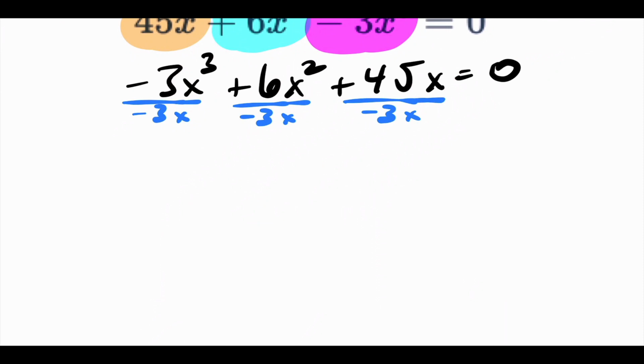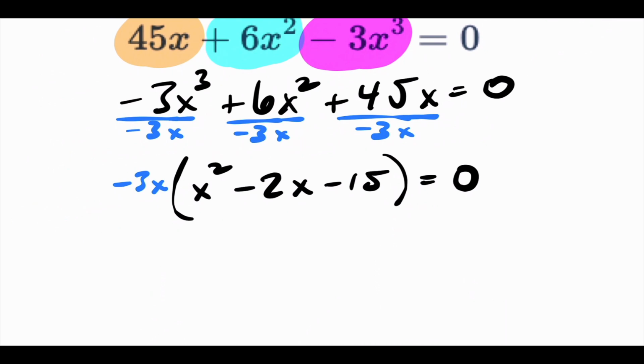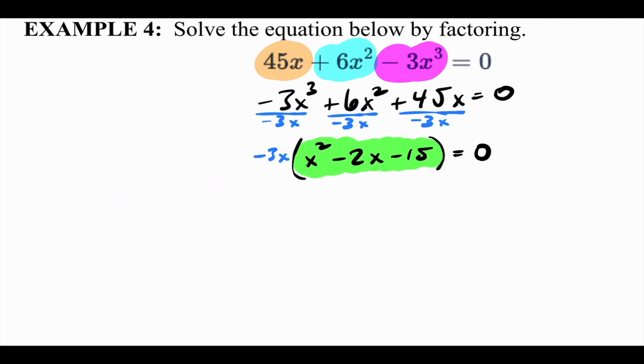All right, so I'm going to put the negative 3x in front. Negative 3 divided by negative 3 is positive 1, and I have 2 powers of x left. Negative 3 goes into 6, negative 2 times. I have 1 power left of x. Negative 3 goes into 45, negative 15 times. It doesn't have any x's left because I took 1 away. Okay, that was step 2, GCF.